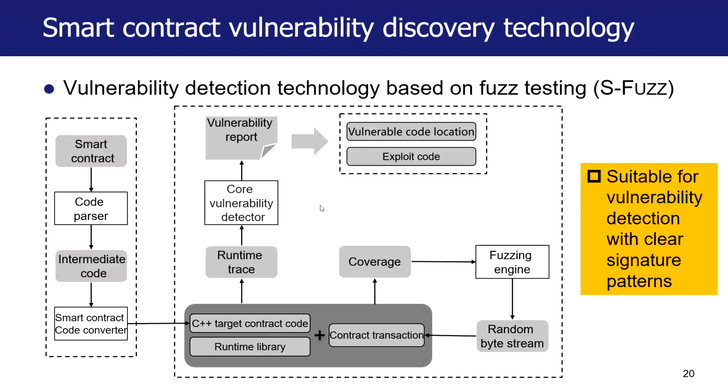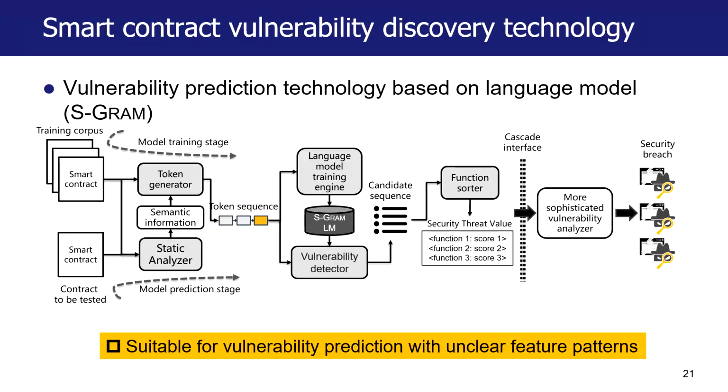Well, so S-FAST is using the fuzzing testing technology to detect the vulnerability. So here shows some key ideas: going through the smart contract code converter and the fuzzy engine and the runtime trace, then to get the vulnerability report, which covers the vulnerable code location and exploit code.